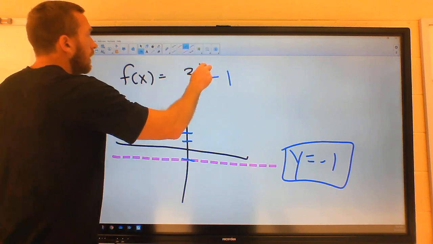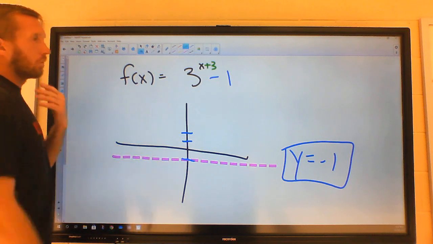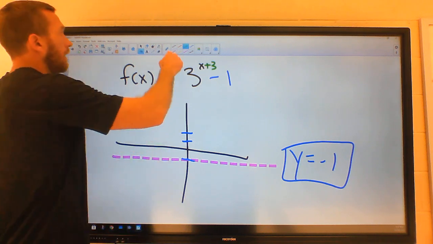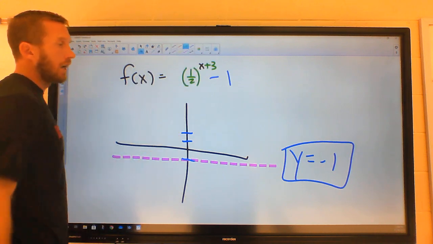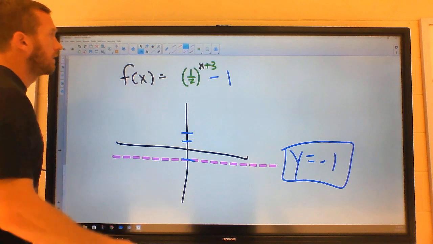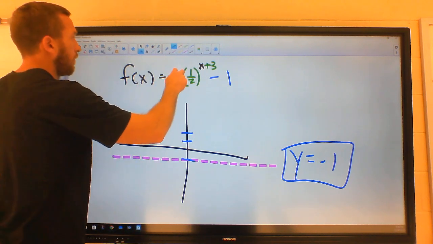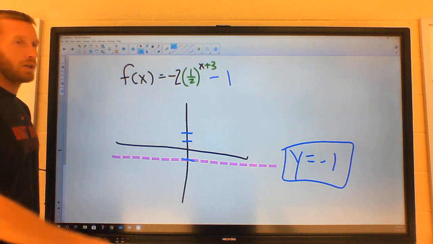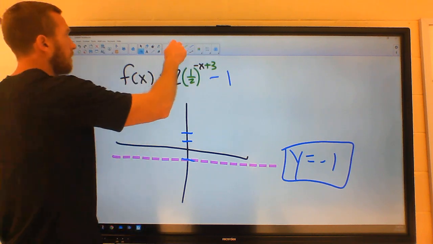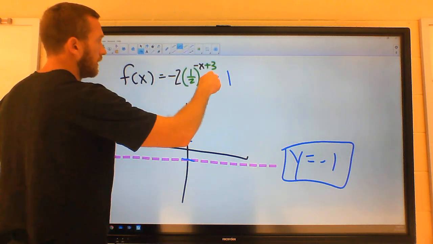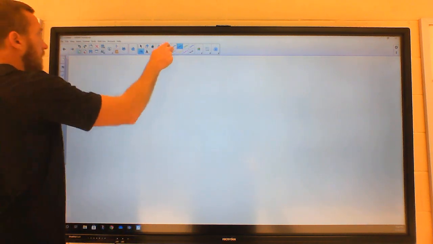Let me make this clear. If we add something up top, that does not change the asymptote whatsoever. If we change our base, that does not change our asymptote whatsoever. If we put a negative out front, that does not change it. If we put a number out front, that does not change it. If we make that a negative, that does not change it. The only thing that matters in finding this asymptote is this number right there that is added or subtracted at the end. Okay? So let's practice that again.